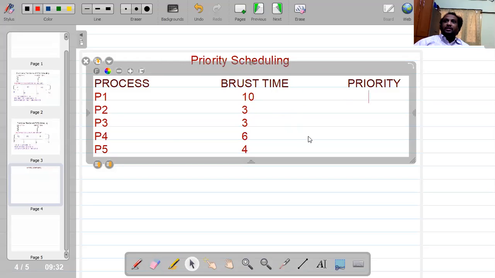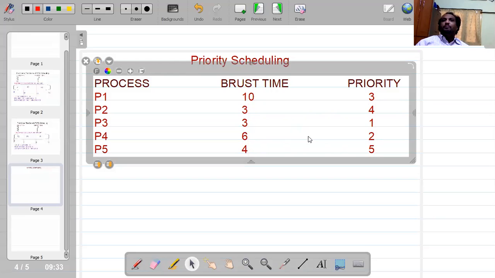Let us say that process P1 is having the priority 3. Process P2 is having the priority 4. Process P3 is having the priority 1. Process P4 is having the priority 2. And process P5 is having the priority 5. Let us assume these are the priorities.